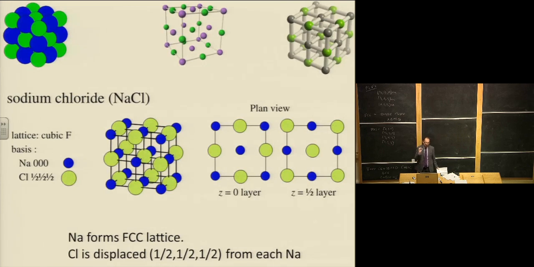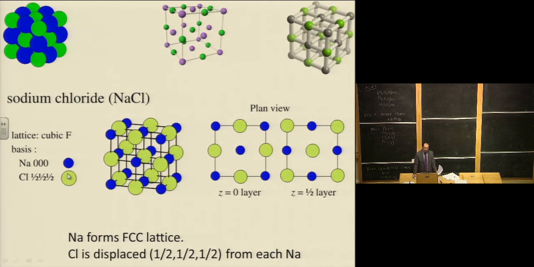I just tell you it's an FCC lattice, and immediately you know that the conventional unit cell will have 4 lattice points in it. And on the position of the lattice at 0, 0, 0, there's a sodium, blue, and then displaced from that by a half, I put a chlorine. So I only have to describe to you 1 sodium and 1 chlorine to tell you everything once I've told you it's an FCC lattice.